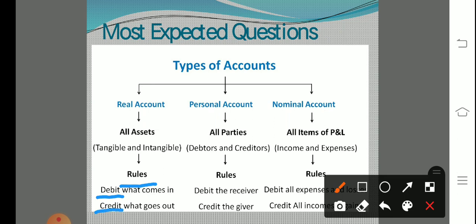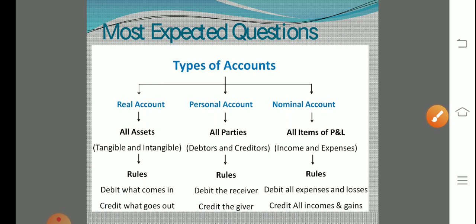So if you see personal account, so in personal account what happens, debit the receiver and credit the giver. So this concept is used. And if you will see nominal account, debit all the expenses and credit all the income. So this is the point to be noted. And many times questions are also asked from these rules.